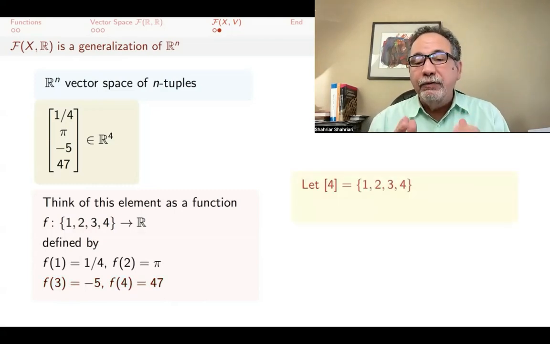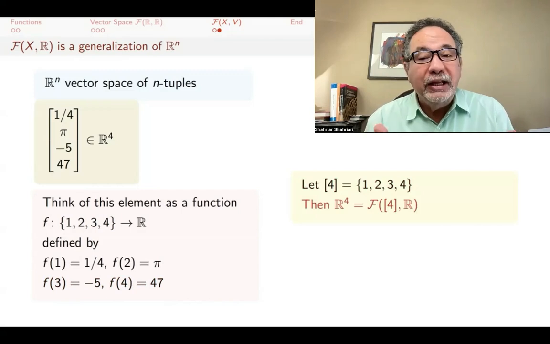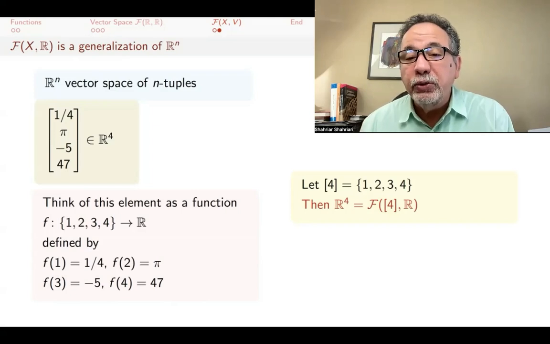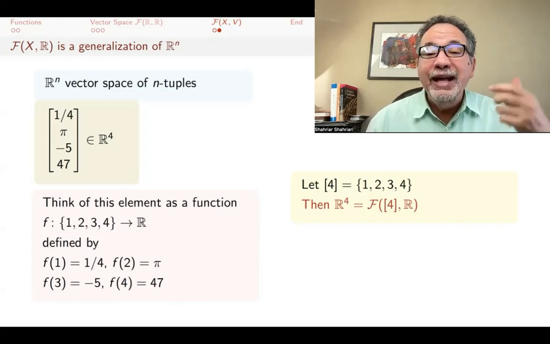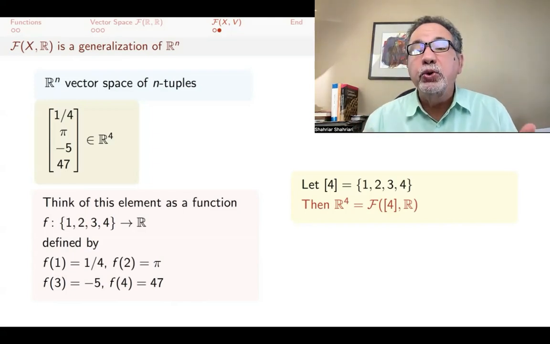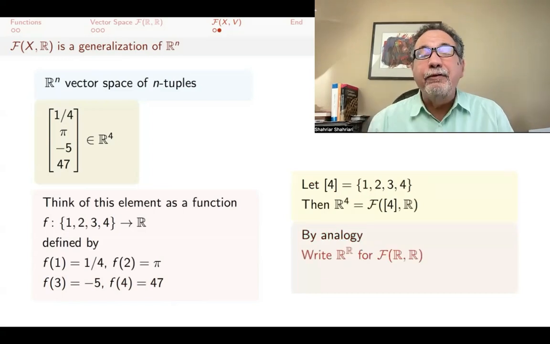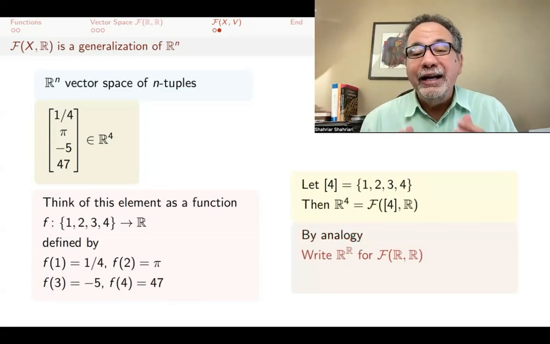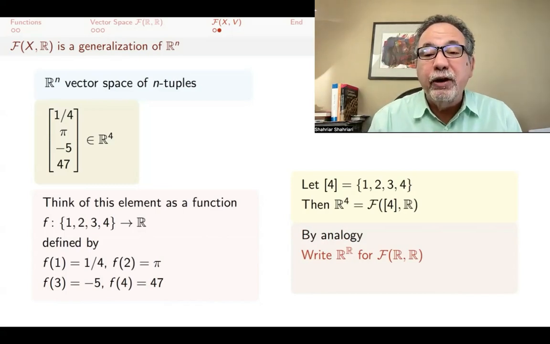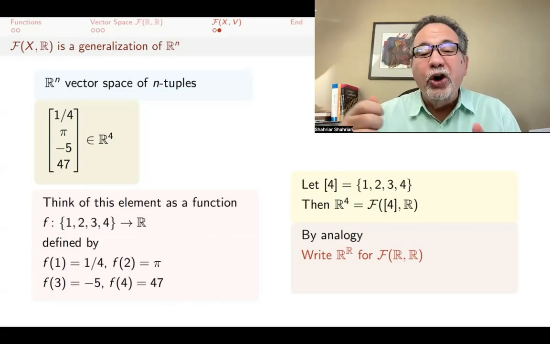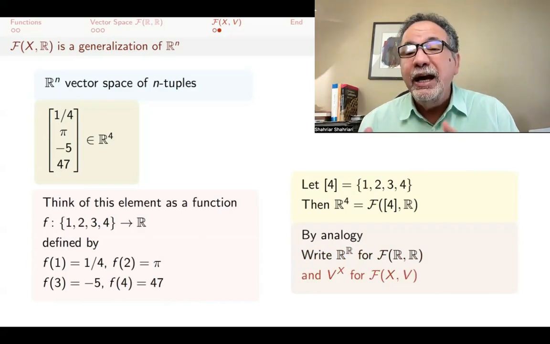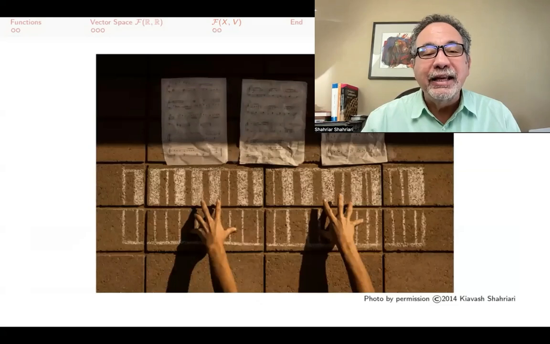So if I let bracket 4 be {1, 2, 3, 4}, then R4 really is the same as all the functions from {1, 2, 3, 4} to R. Any function from {1, 2, 3, 4} to R gives you an element of R4, and any element of R4 gives you a function from {1, 2, 3, 4} to R. So these two things are the same. By analogy, instead of F(R, R), I can write R to the R. The functions from a set with 4 elements to R was R4, and now the set of functions from all real numbers to real numbers is R to the R. And more generally, the set of functions from a set X to a vector space V, one can write as V to the X.